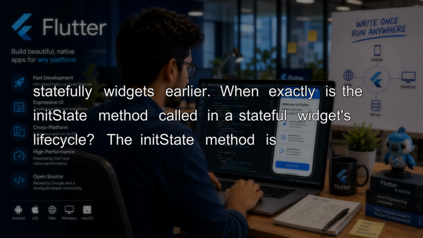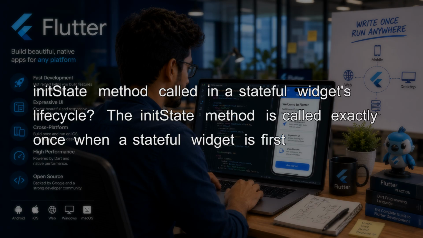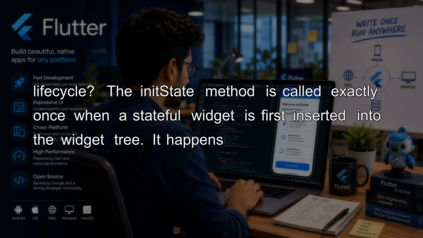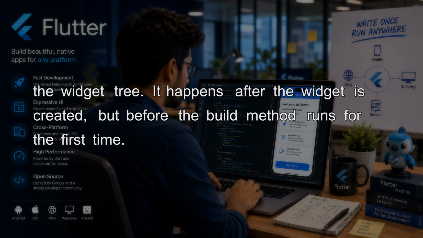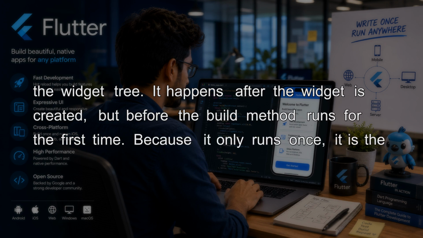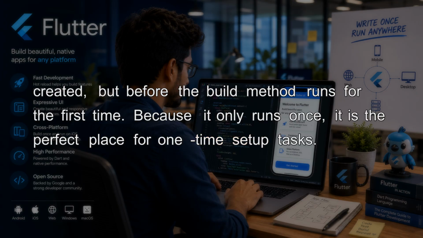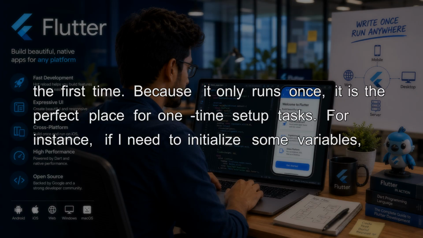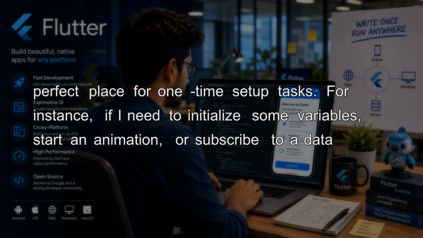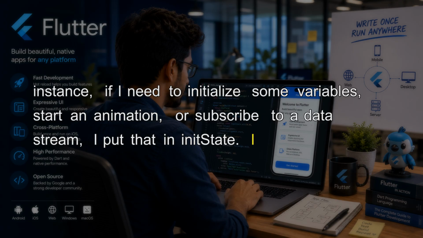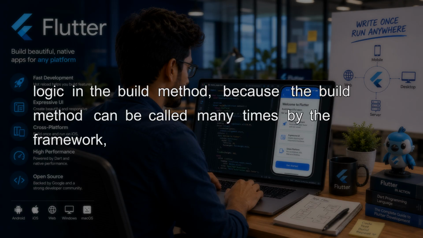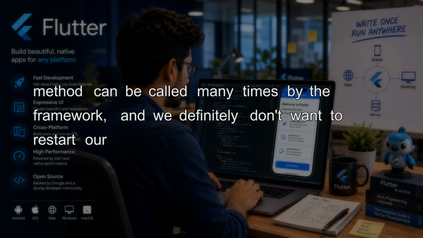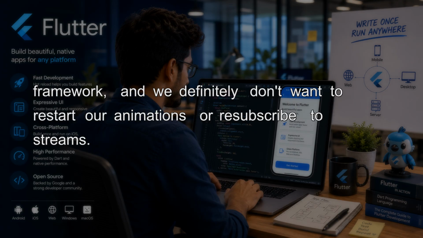The initState method is called exactly once when a stateful widget is first inserted into the widget tree. It happens after the widget is created, but before the build method runs for the first time. Because it only runs once, it is the perfect place for one-time setup tasks. For instance, if I need to initialize some variables, start an animation, or subscribe to a data stream, I put that in initState. I avoid putting that logic in the build method because the build method can be called many times by the framework, and we definitely don't want to restart our animations or resubscribe to streams every time the widget rebuilds.